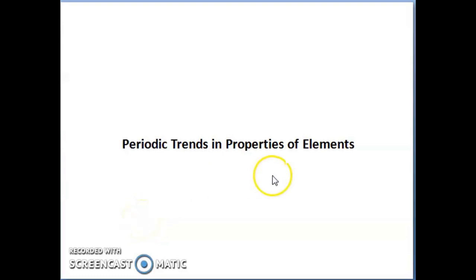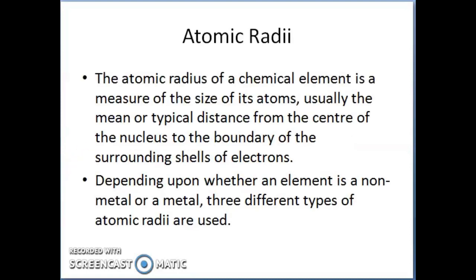Periodic trends in properties of elements. The first concept we are going to talk about in periodic trends is atomic radii. When we talk about atomic radii, the atomic radius of a chemical element is the measure of the size of its atom.